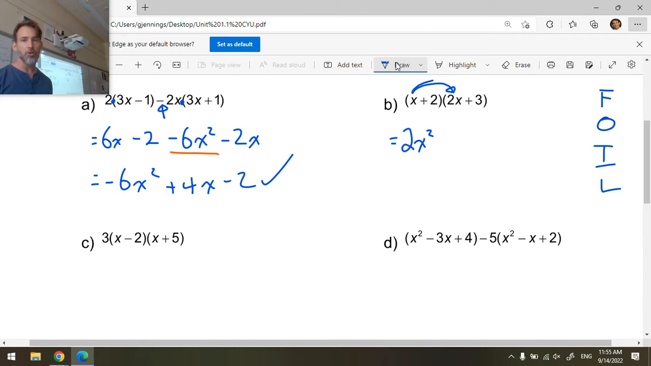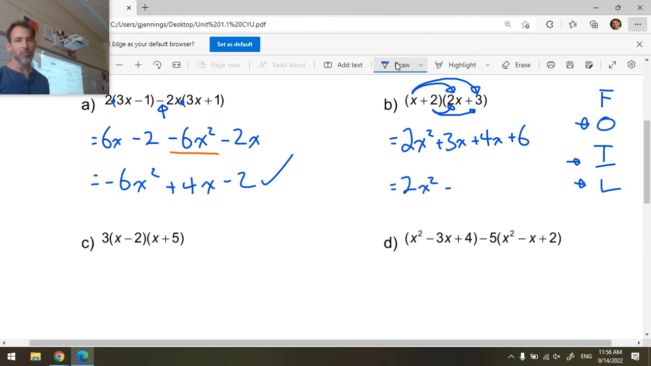And then I'll do the outer terms, the O terms. So x times 3, that's 3x. And then I'll do the inner terms, 2 times 2x. That is 4x. And then do the last times the last terms. Some of you wrote down FOIL, but you still managed to miss some of these terms. 2 times 3 is 6. It's not 5, it's 6. And so that gives us 2x squared plus 7x plus 6. That can't be simplified, so it's done, final answer. All we do there is collect those like terms, and then we're done.